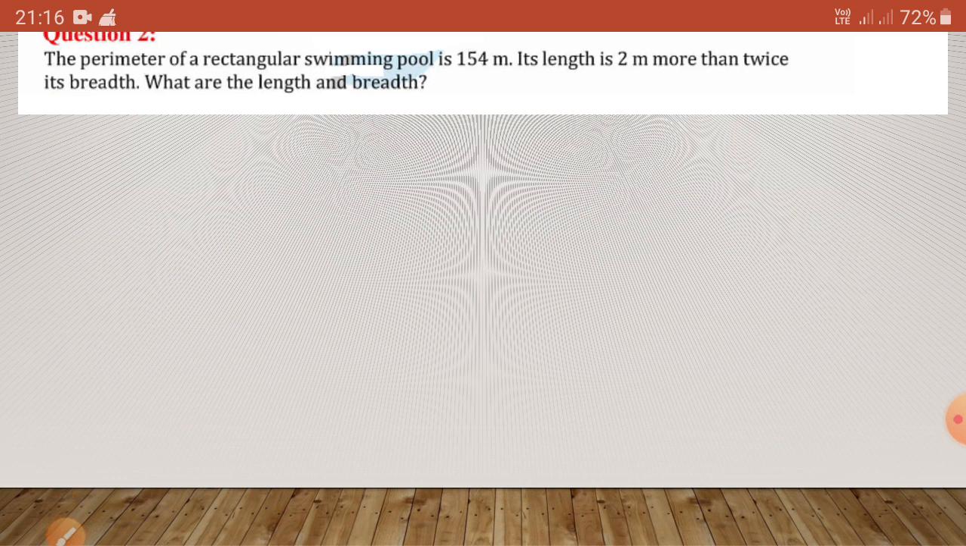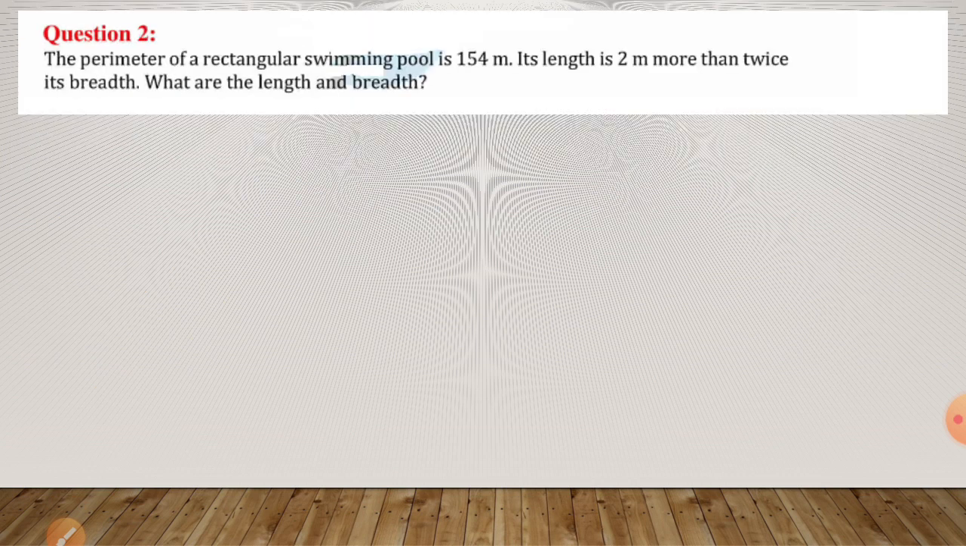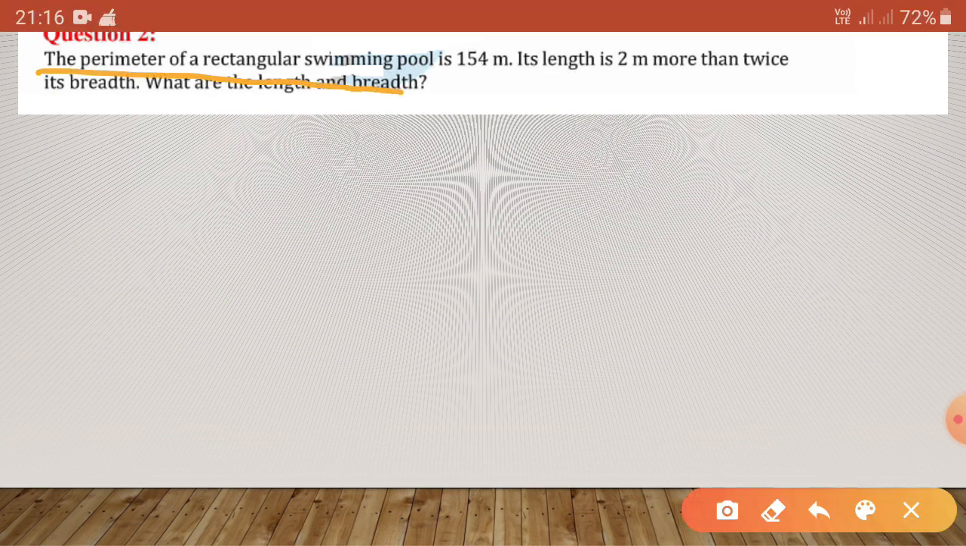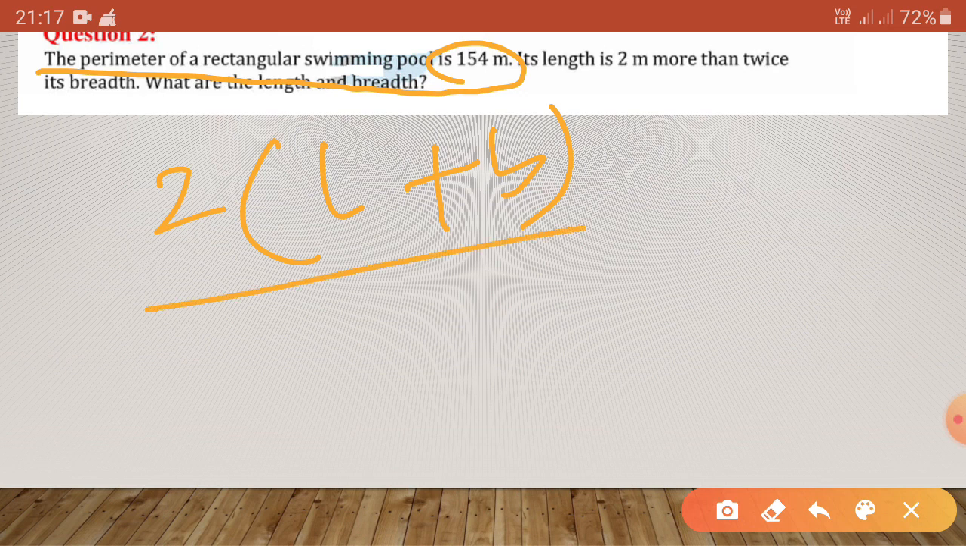So now we are trying to find out the perimeter of this rectangular swimming pool. Look at the first statement: the perimeter of a rectangular swimming pool is 154 meter. We know the basic formula of perimeter of a rectangle. The perimeter of the rectangle is equal to 2 into (length plus breadth). This is the formula of the perimeter of a rectangle.